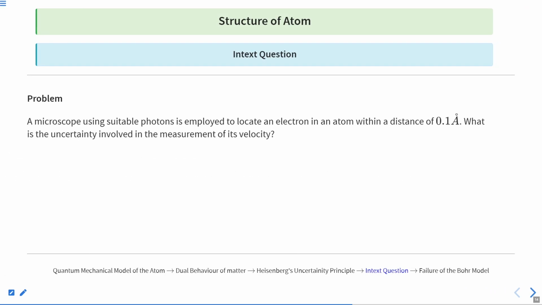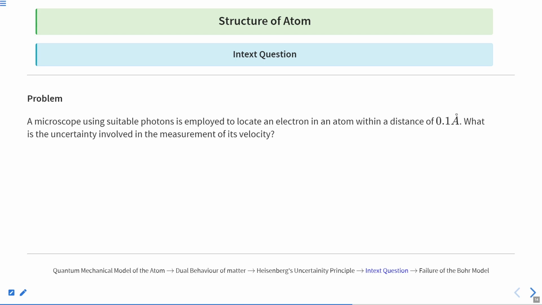So here the question is that a microscope using suitable photons is employed to locate an electron in an atom within a distance of 0.1 angstrom. What is the uncertainty involved in the measurement of its velocity? So this is the overall question. So what does it say? It says that a microscope using a single photon is employed to locate an electron which is at a distance of 0.1 angstrom. What is the uncertainty involved in the measurement of its velocity?